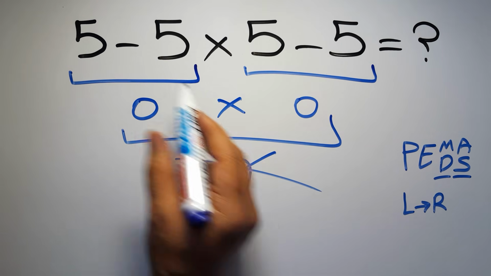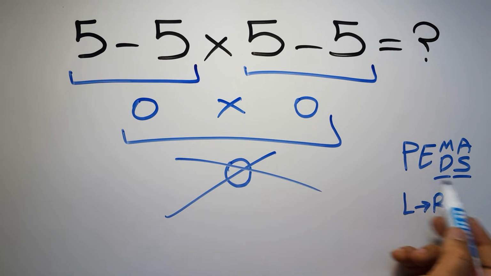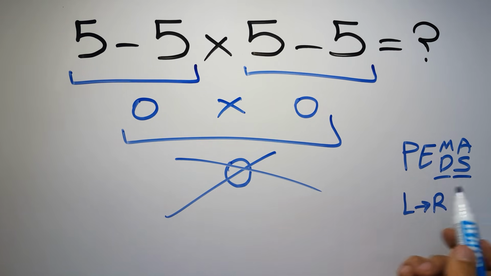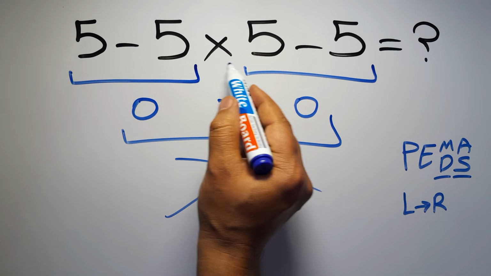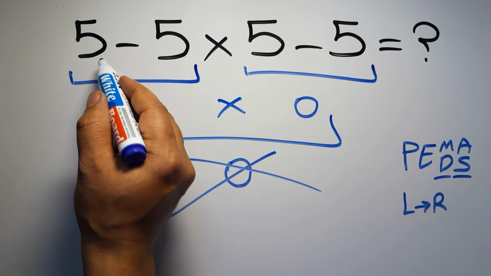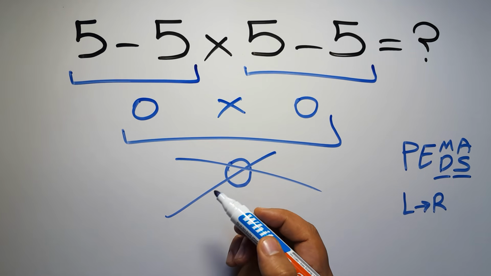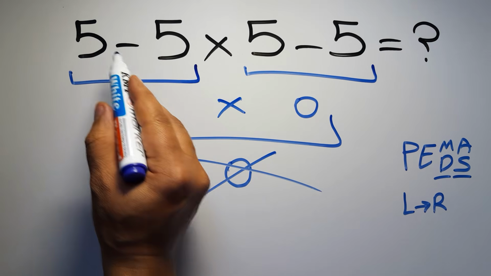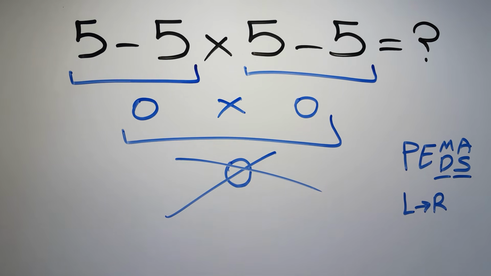In this expression, we have two subtractions and one multiplication. According to the PEMDAS, multiplication has higher priority than subtraction because multiplication comes before subtraction. So here first we have to do this multiplication, then this subtraction, and finally this subtraction. If we do this multiplication after this subtraction or this subtraction, it is wrong.